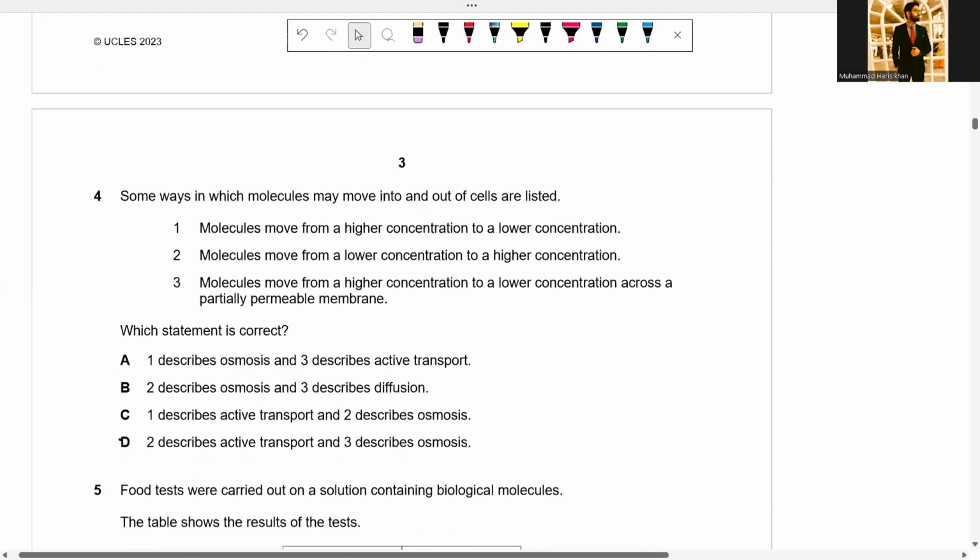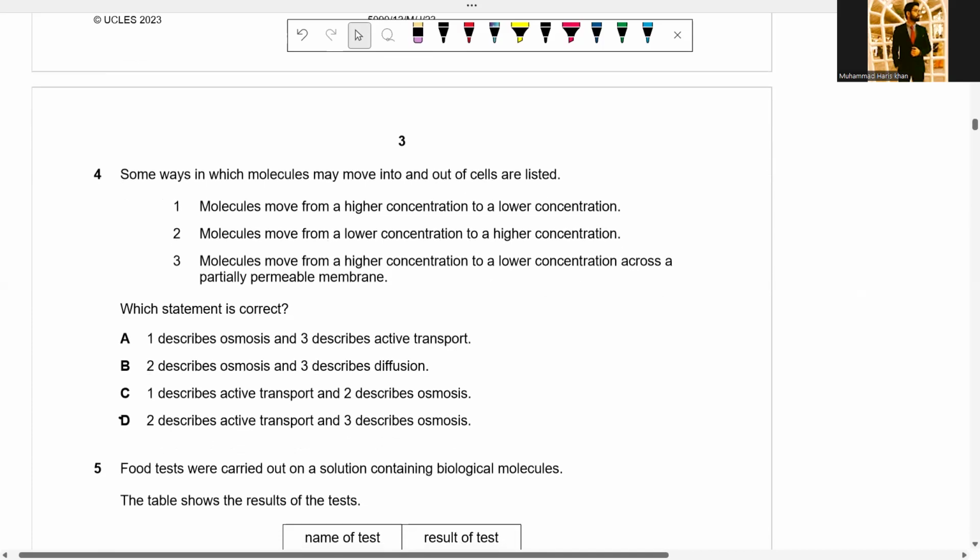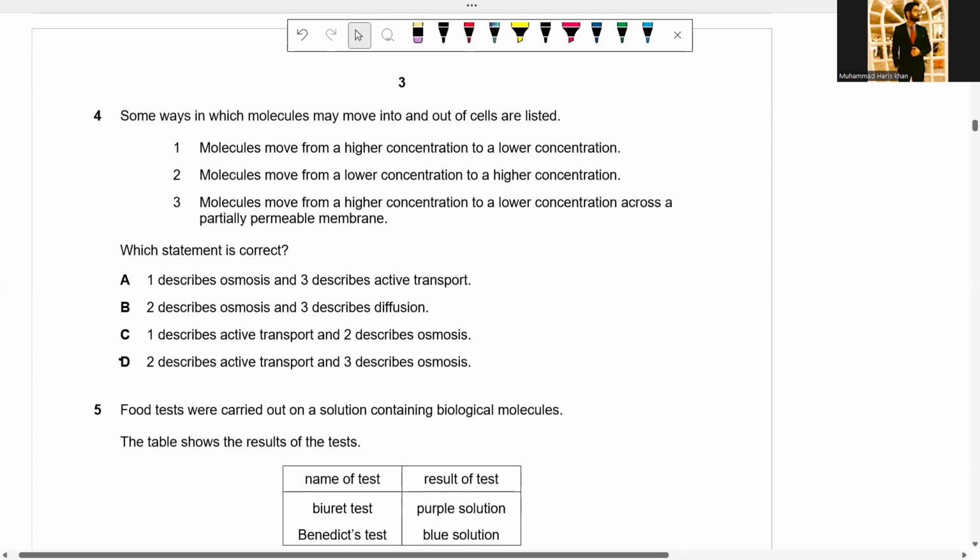Question number 4. Some ways in which molecules may move into and out of the cell are listed. Number 1, molecules move from higher concentration to low concentration. Number 2, molecules move from a lower concentration to higher concentration. And number 3, molecules move from a higher concentration to a low concentration across a partially permeable membrane. Out of these 4 options, we will have D as the correct option. Why? Because 2 describes active transport, that is from lower concentration to a higher concentration, and number 3 describes osmosis. It is the definition of osmosis. That's why option D is correct.